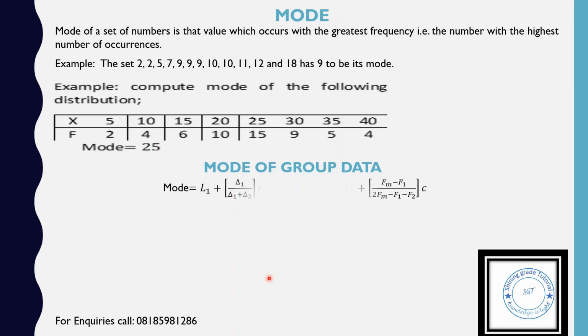To find the mode of grouped data, we have formulas to use. You can use either of these formulas. We have L1 plus delta 1 over delta 1 plus delta 2, everything multiplied by the class size. Let me explain each of them. What is L1? As in our idea of the median of grouped data, L1 is defined as the lower class boundary.